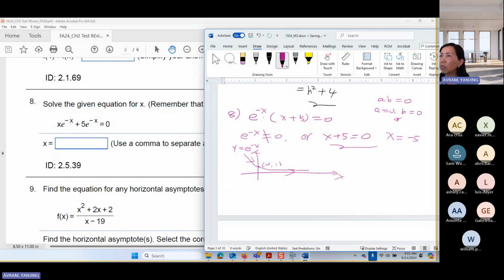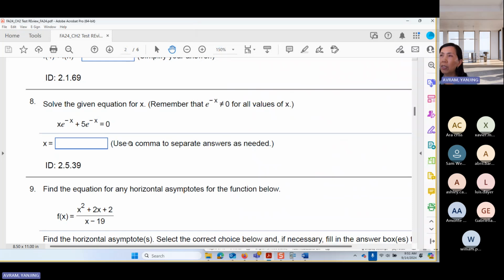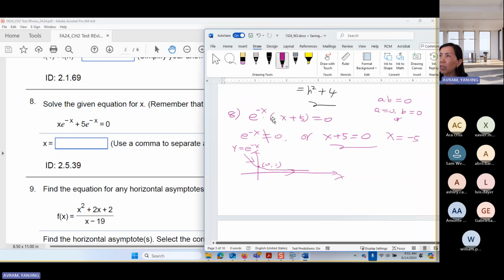This one is 0 and 1. Okay, that's a decreasing exponential function. All right, since this one never goes to 0, you factor it out. The only thing that can be 0 is the second factor, right? This first factor never goes to 0, so only the second factor can be 0.